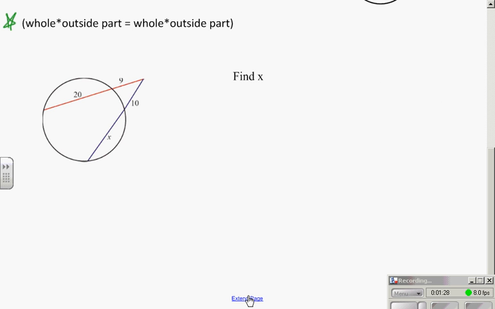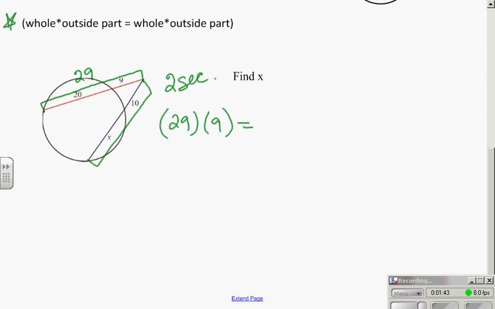And so we can look at an example here. This is a two secant situation. Remember, if you're looking at the whole, you might need to add. So I have 29 times 9 is equal to the whole of this side is 10 plus x. Treat it like a whole number, put parentheses around it, times the outside part. If you forget those parentheses, you're going to have a problem with your distributive property.